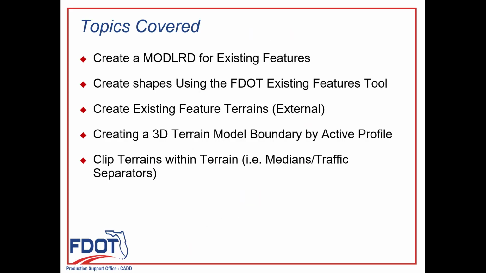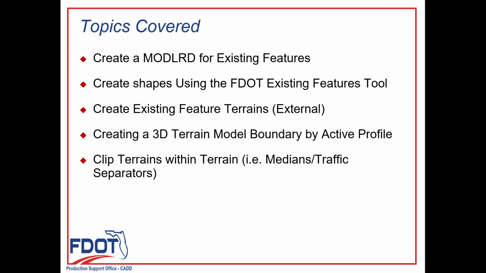Let's begin. Topics covered for the Part 1 series of Chapter 1. We will create a MODLRD for existing features. We'll create shapes using the Existing Features tool. We'll create existing feature terrains externally. We'll create a 3D terrain model boundary by active profile and clip terrains with a terrain. Example, medians and the traffic separators. Let's begin with Chapter 1.